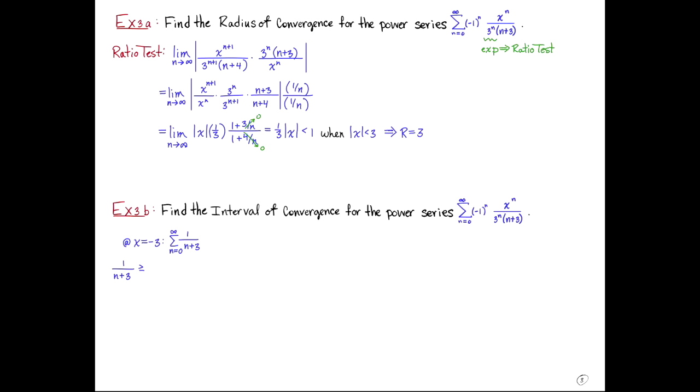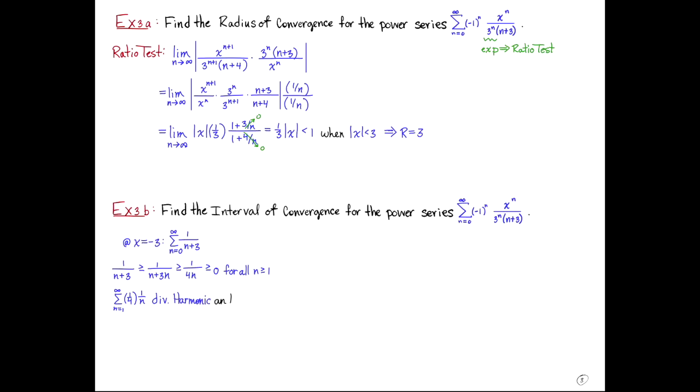1 over n plus 3 is greater than or equal to 1 over n plus 3n, which is greater than or equal to 1 over 4n, which is greater than or equal to 0 for all n greater than or equal to 1. Notice that the inequality is not true when n is equal to 0. Our compare to series, the sum from n equals 1 to infinity of 1/4 times 1 over n diverges because it's the harmonic series.